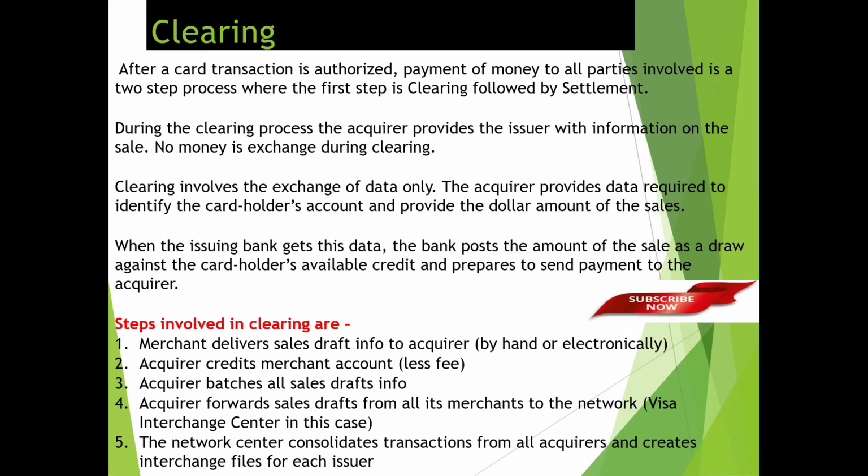This is the total amount of transactions in this month or this cycle. So we have to work out that this much amount should go to the issuer, this much amount should go to the acquirer, and this much amount should go to the likes of Visa, Mastercard.